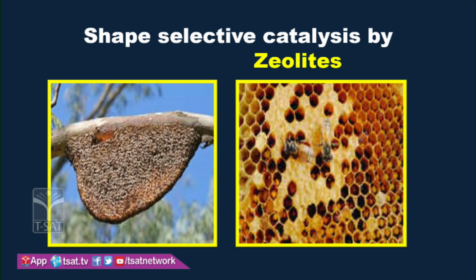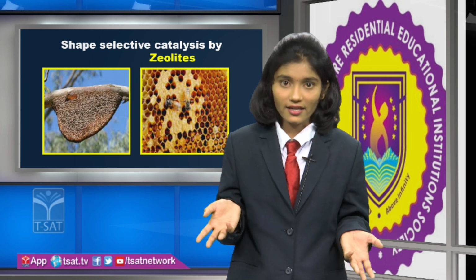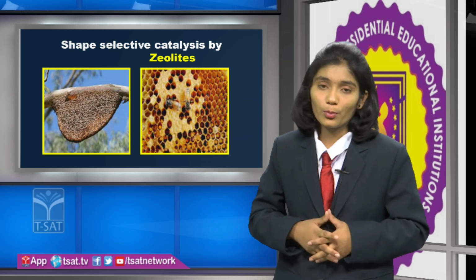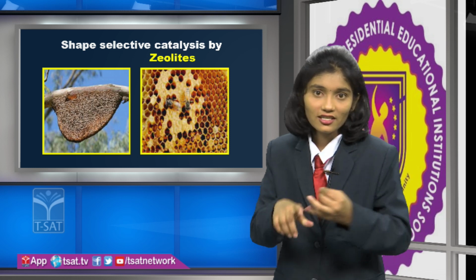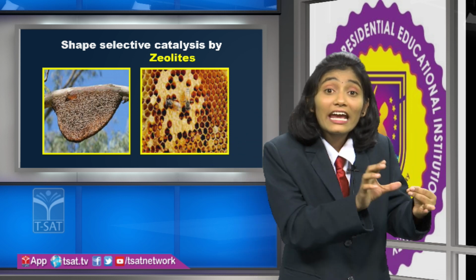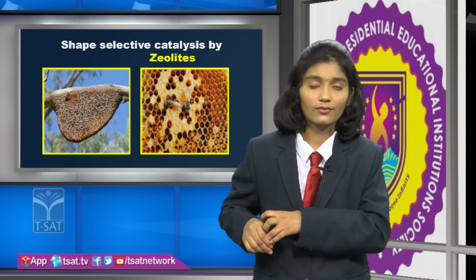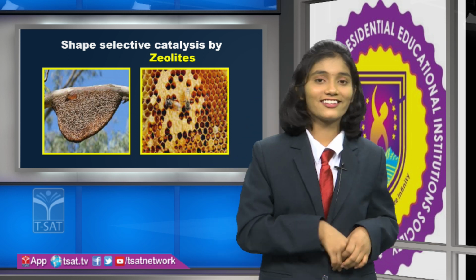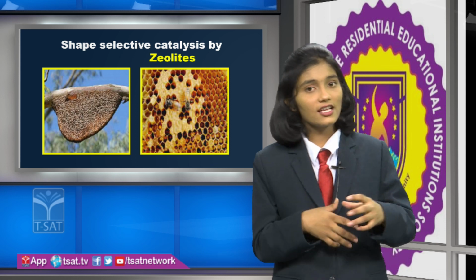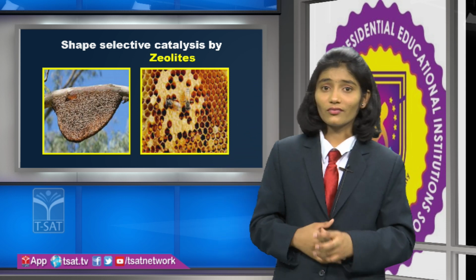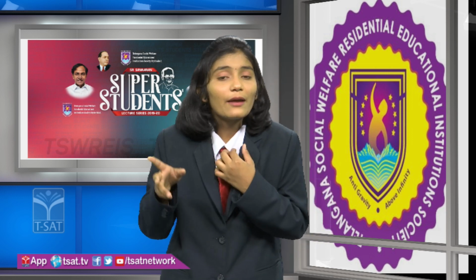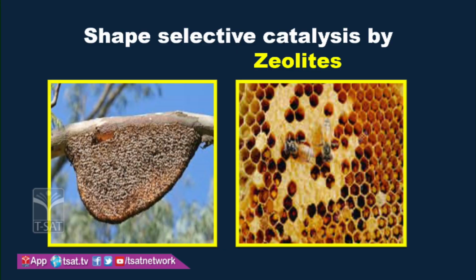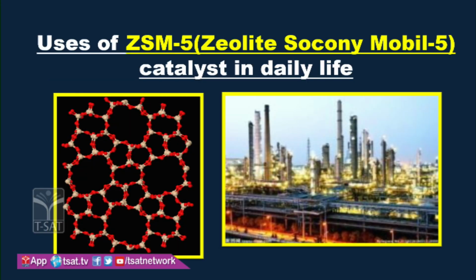The catalytic reaction which takes place in zeolites is dependent upon the porous structure, I mean pores and cavities, and also the shape and size of the reactant and product molecules of the zeolites. This is known as shape selectivity, right? The important catalyst which is used in the petrochemical industries is the ZSM-5 catalyst, Zeolite Socony Mobil 5 catalyst.